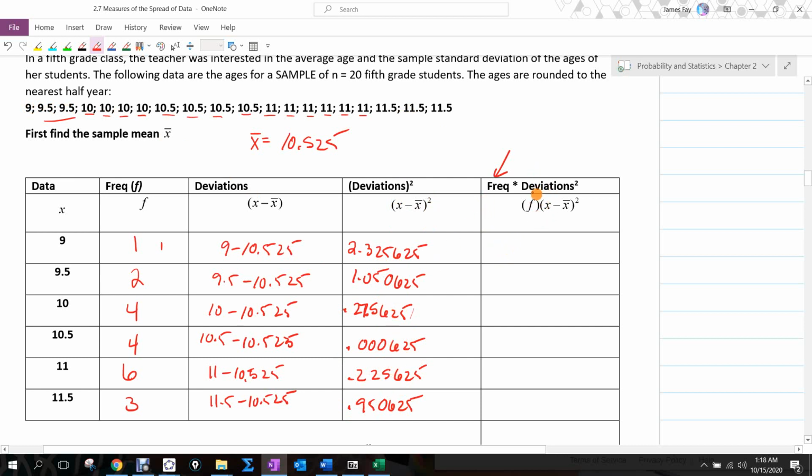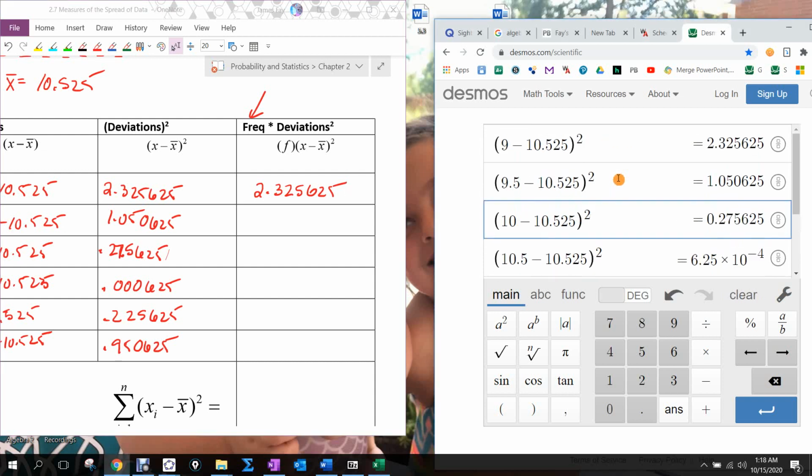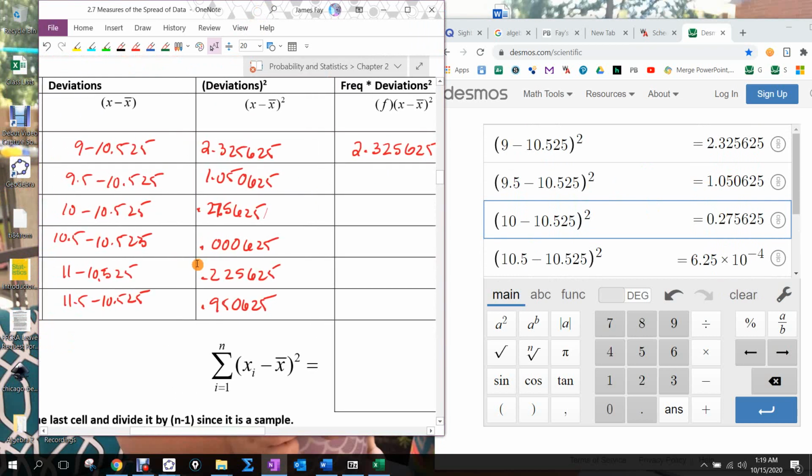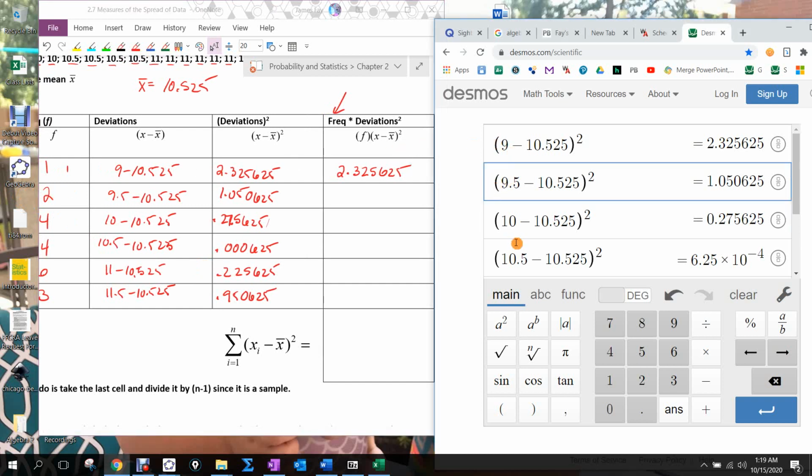So now I'm working to figure out the sum of these deviations, but first I've got to figure out the ones that had a multiplicity. 2.325625, that was a multiplicity of 1. Now this, and again, just intelligently using my calculator, I'm going to come back up here, and that was to the 1.05. If we go back, that had a frequency of 2. So I'm just going to put a 2 right there. And now I know what should go in here.